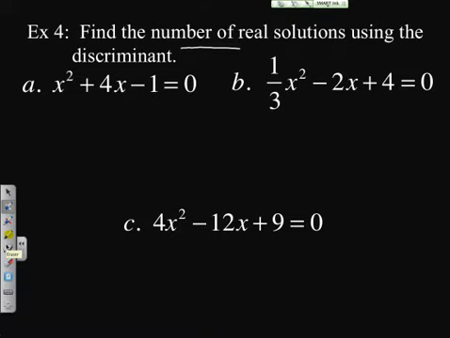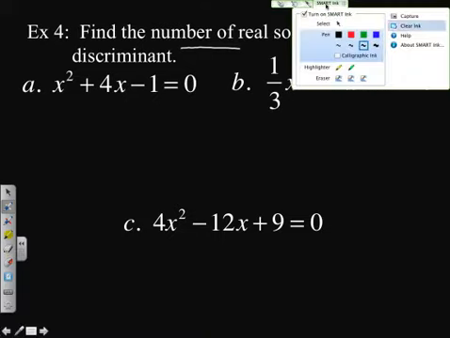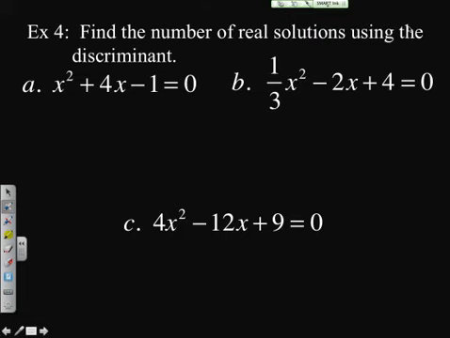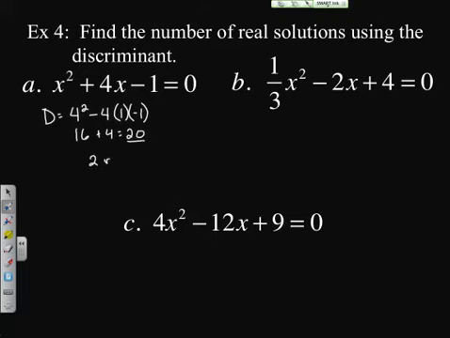So let's find the number of real solutions using the discriminant in these 3 examples. We use the discriminant, which is b squared minus 4ac. So in this problem, d equals 4 squared minus 4 times 1 times negative 1. And so we have 16 plus 4 is 20. Since 20 is positive, that means we have 2 real solutions, because inside that radical we're going to get a 20. That's a positive number.